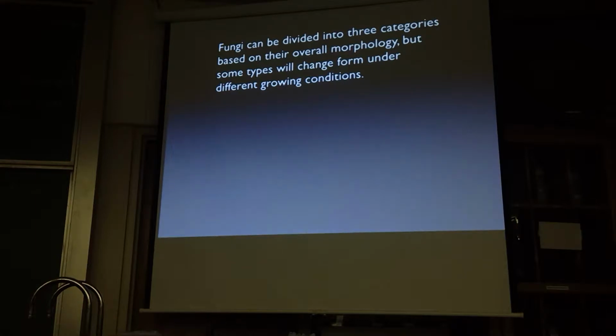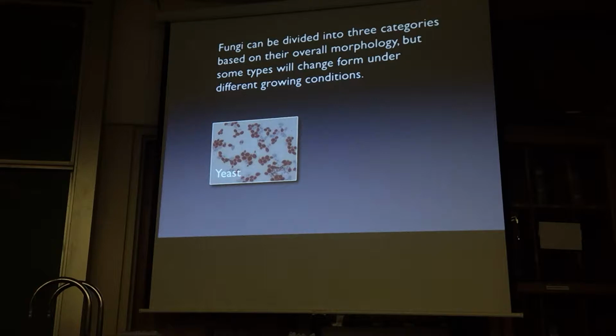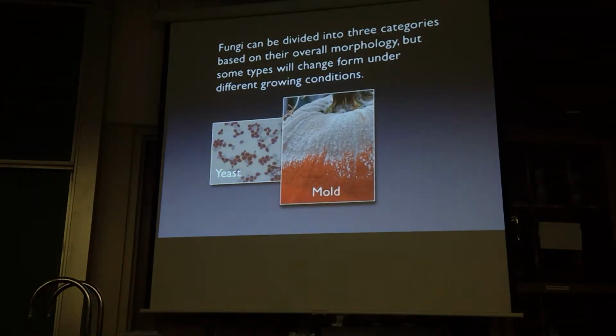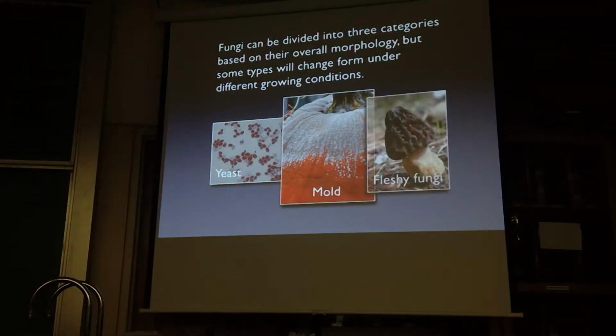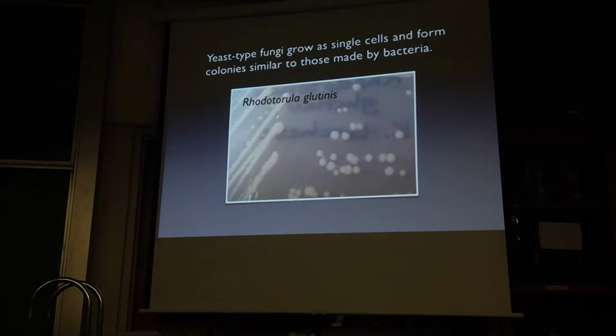Again, they can be divided into 3 categories based on morphology. The yeasts, which are single cells, the molds, which are filamentous and microscopic, and the fleshy fungi, which are also filamentous but macroscopic. Technically, fleshy fungi aren't microbes. They're not microscopic. This is the yeast type fungus. As I said, they are single-celled organisms. They form colonies that look like bacterial colonies. Usually smooth, shiny surface, circular, low convex, that kind of thing.